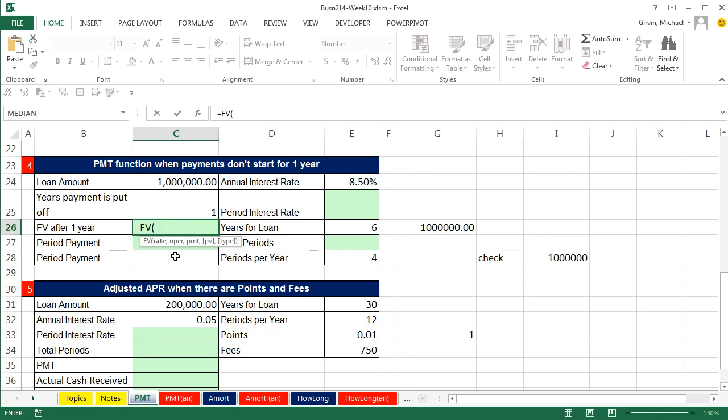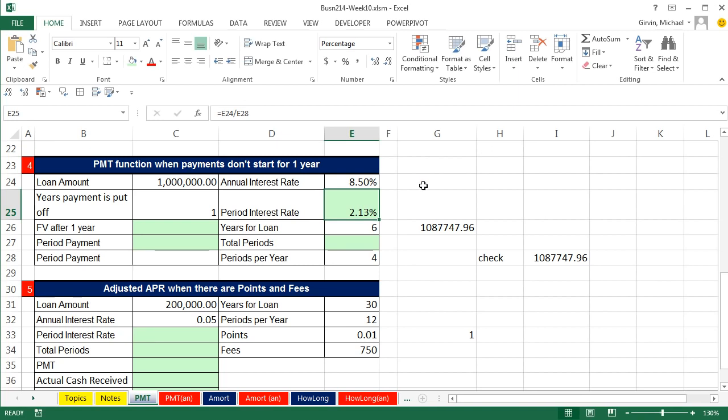Oh, but we have to calculate the rate in NPER. So annual rate divided by 4 periods per year. So our quarterly rate will be 2.13%. That's our period interest rate. Our total periods equal 6 times 4. That's the total number of periods. Now, we have to be careful there.